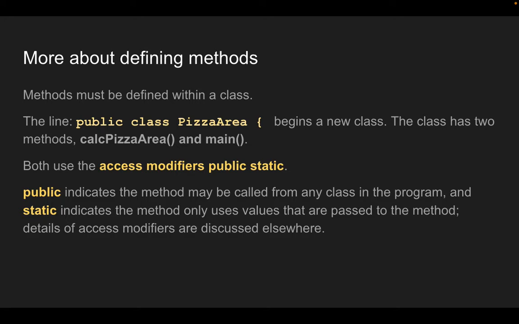Again, we're going to get into that next week, but in general, if something is private, outside of the class they can't see the private method. Private methods can only be seen within the class itself. If it's public, it can be seen by anyone outside the class. If it's protected, it can only be seen by those within a special collection of packages, called package level visibility. Okay? Public indicates that the method may be called by any class in the program. And of course, static indicates that the method only uses values that are passed to the method.